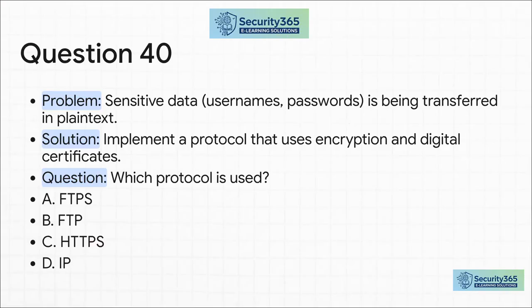So Bella's problem is crystal clear. Sensitive data is being sent as plain text. She needs a solution that provides both encryption and uses digital certificates. And it specifically has to be for transferring files. Let's look at our options. FTP, which is option B, is completely insecure. HTTPS, option C, does use encryption, but it's designed for web traffic, not as a dedicated file transfer protocol. The best answer here is A, FTPS, which stands for FTP Secure. It's basically the traditional FTP protocol wrapped in a protective layer of SSL/TLS security, which meets both her requirements for encryption and digital certificates for file transfers.